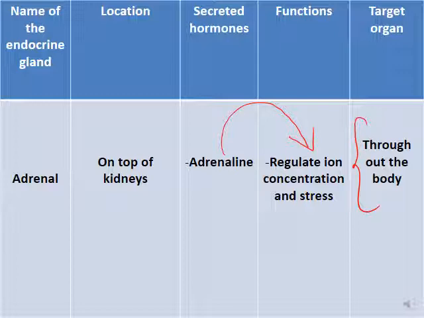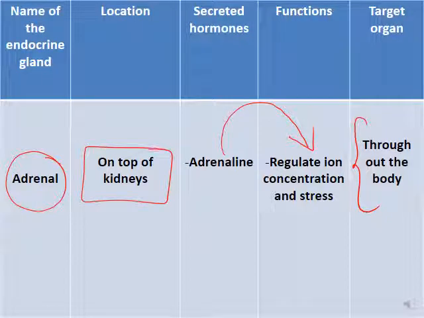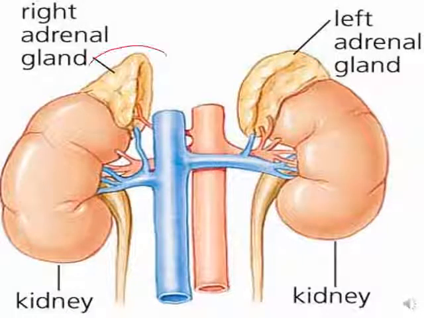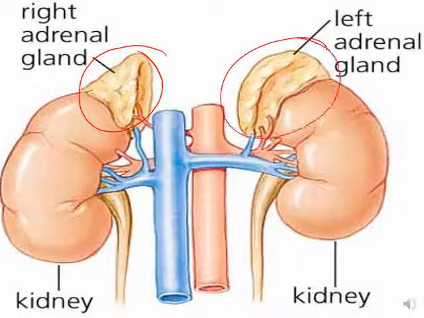So adrenaline has an important function. It regulates the ion concentration and stress throughout the body. This is the function of the adrenal gland that's found on the top of the kidneys. It secretes the hormone adrenaline, which regulates the ionic concentration and the stress level. So this is the adrenal gland. We have the right adrenal gland and the left adrenal gland. They are found on the top of the kidneys.